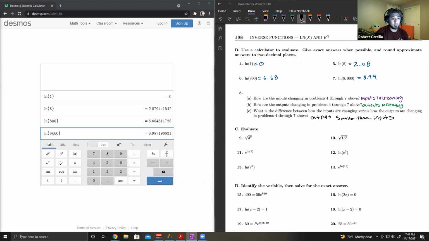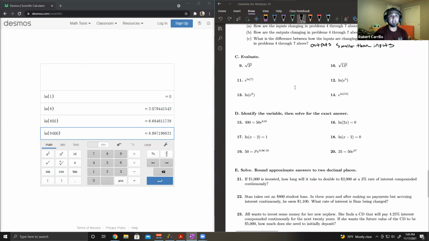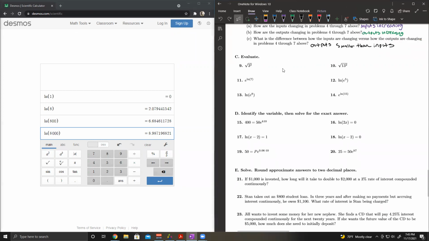All right. So now next is to evaluate. Look at number 9. You have the square root of 3 squared. What do you think would happen to the square root and that square? What's a fancier term for go away? We should say they cancel each other. Multiply it, they cancel, right?